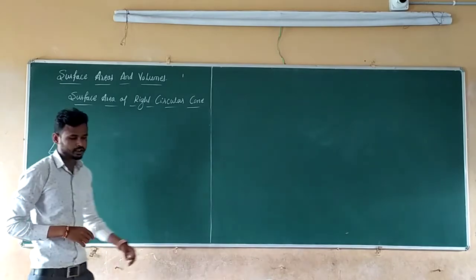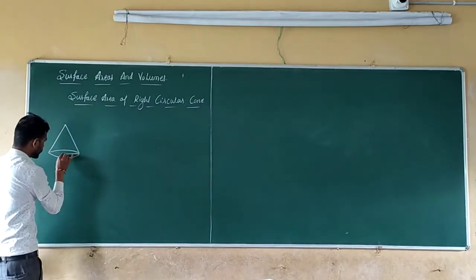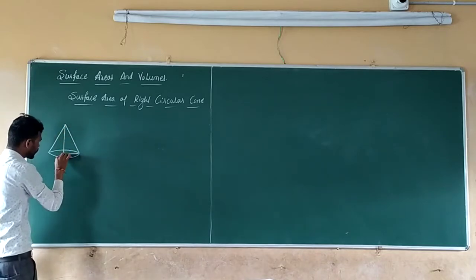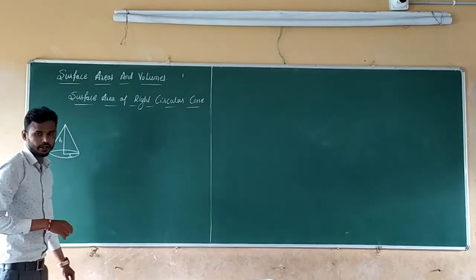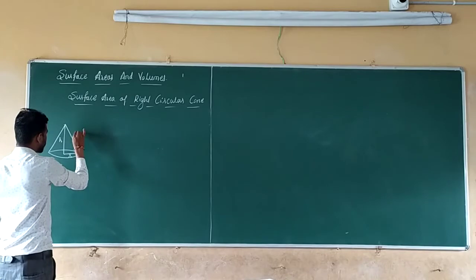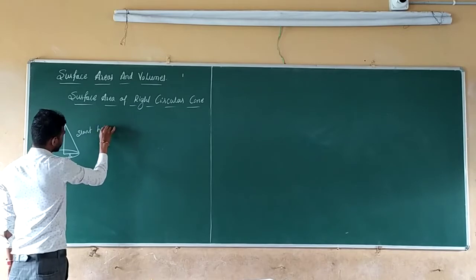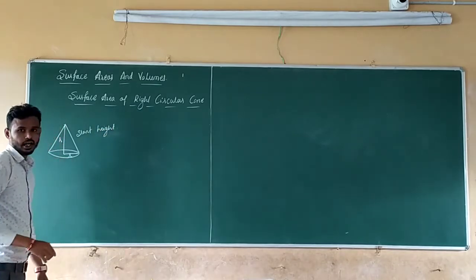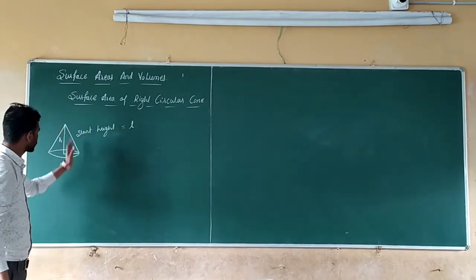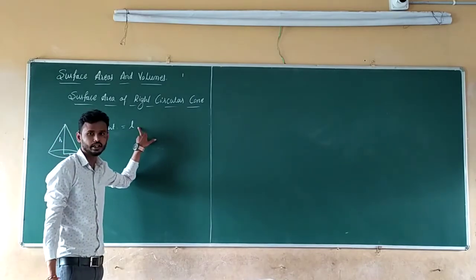You know that the base of the cone will be circular in shape. So let us take its radius as r and height as h. You know that height means perpendicular distance. And this cross height we will call the slant height, and it is represented by L.